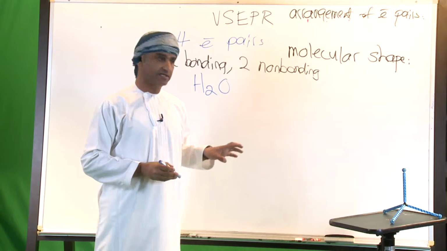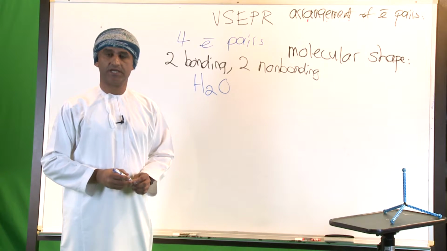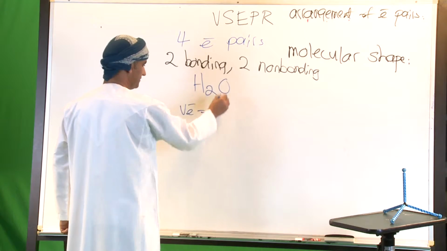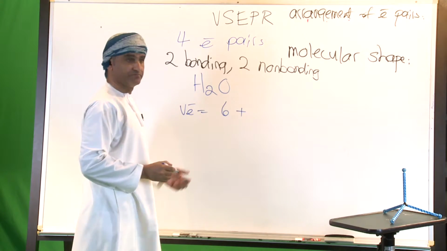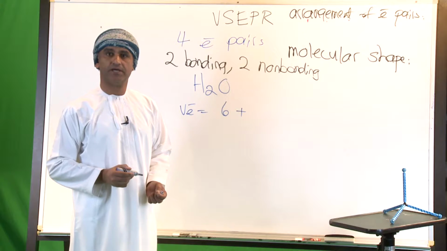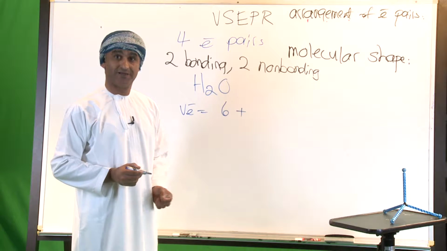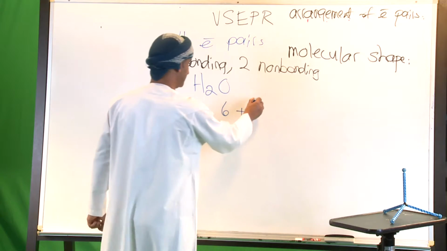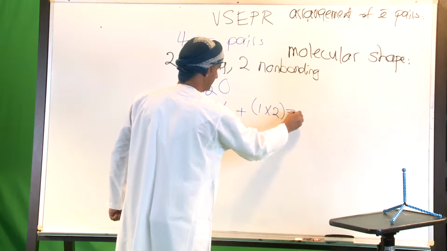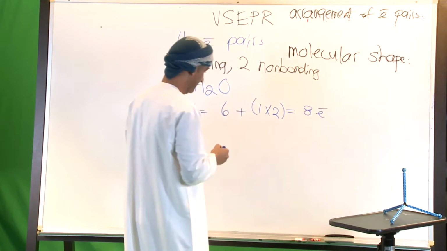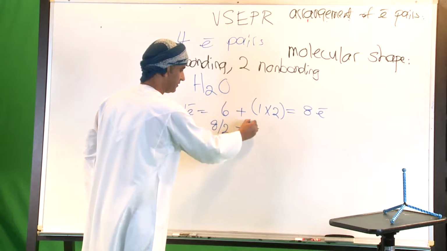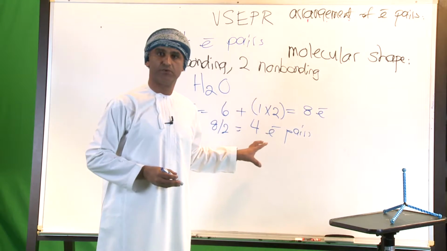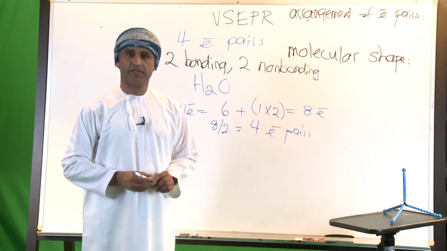And the usual practice is to calculate the total number of valence electrons in this molecule. And the valence electrons would be 6 from oxygen, because oxygen is located in group 6A, so it has 6 valence electrons. And there are 2 hydrogen atoms, each of them has 1 valence electron. So 1 by 2, and the total number of valence electrons is 8. If you divide 8 by 2, you get 4 electron pairs. So there are 8 valence electrons total in water and 4 electron pairs.